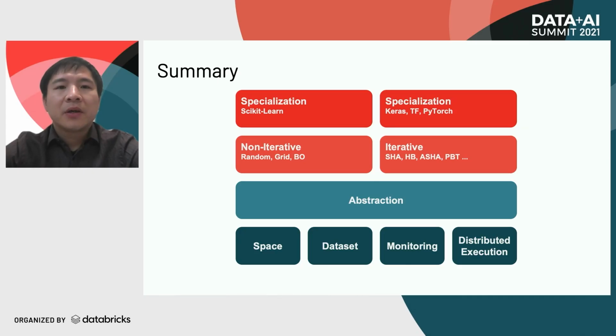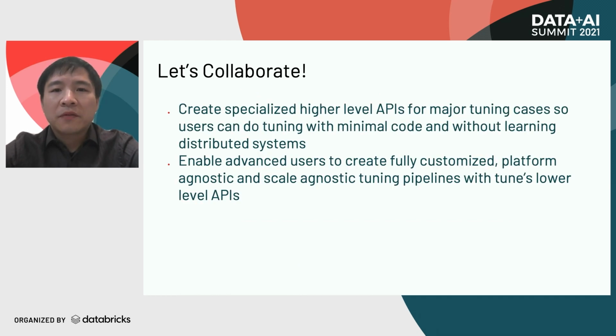To sum up, Tune is an abstraction layer unifying the core concepts for parameter optimization. We divide it into non-iterative and iterative problems. And based on the 2 categories, we're working on specialized solutions for all popular machine learning frameworks. Our goal is to provide non-invasive and minimal functional APIs for all major tuning scenarios. And the scientists will be able to do tuning without requiring the knowledge of distributed systems.